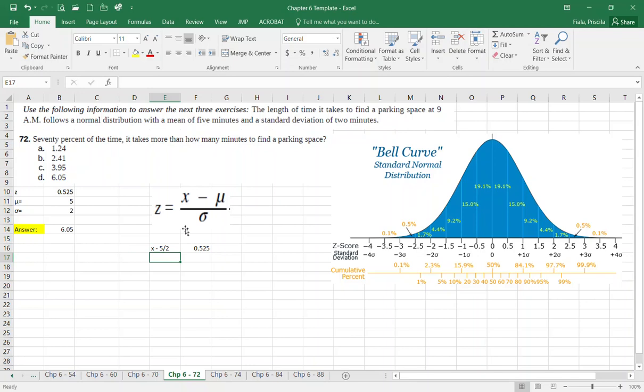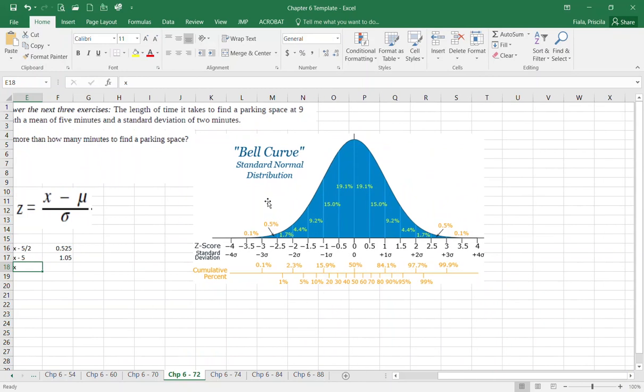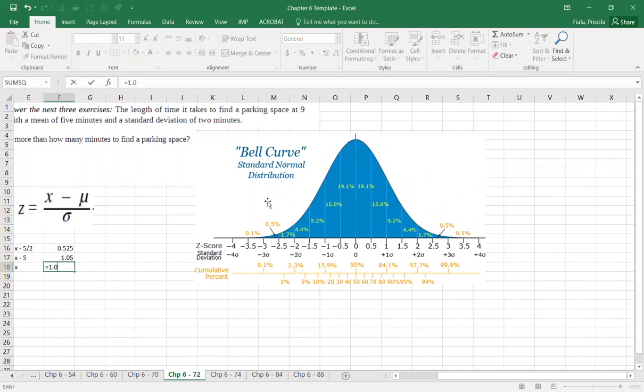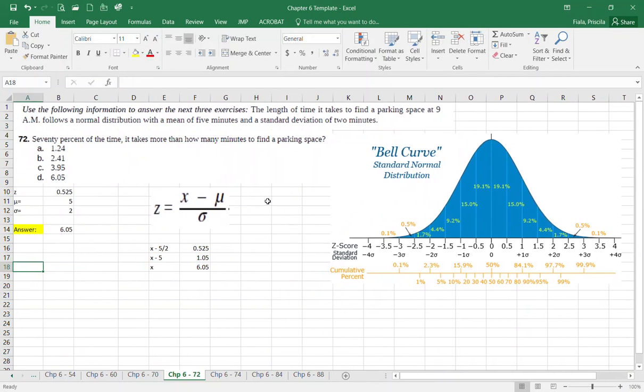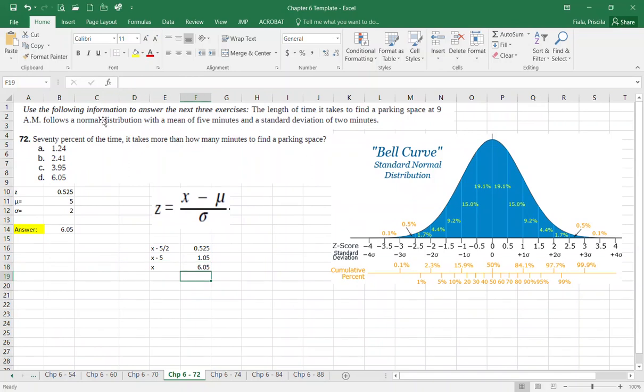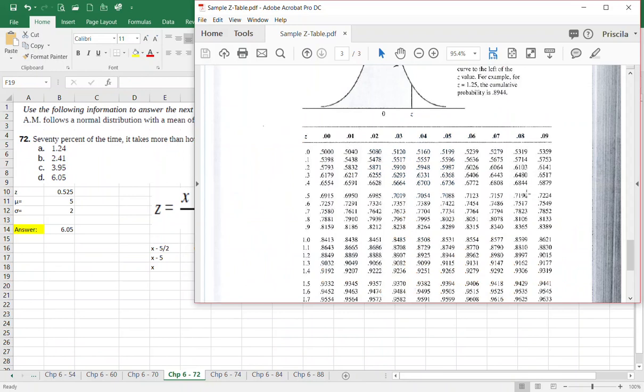Either way works. You multiply both sides by 2, you're going to find x minus 5. And then if you multiply the 2 by the 0.525, you're going to find 1.05. Okay, and then you're going to do x equals, then you put the 5 on the other side now, plus the 5, and that's how I found this 6.05. However, I found this 70% of the time. I only want to find it 30% of the time.